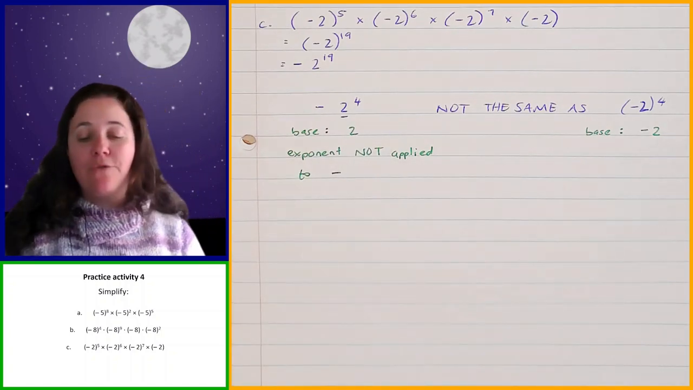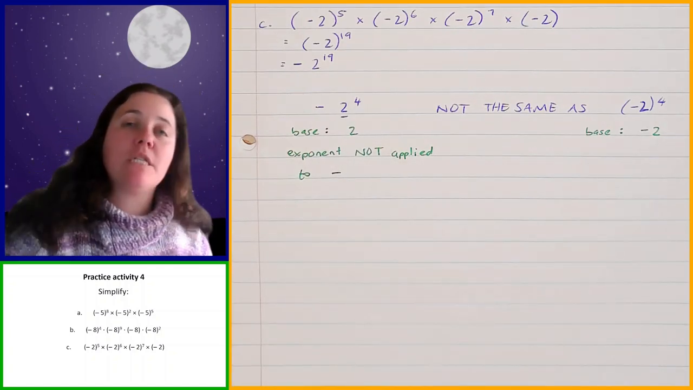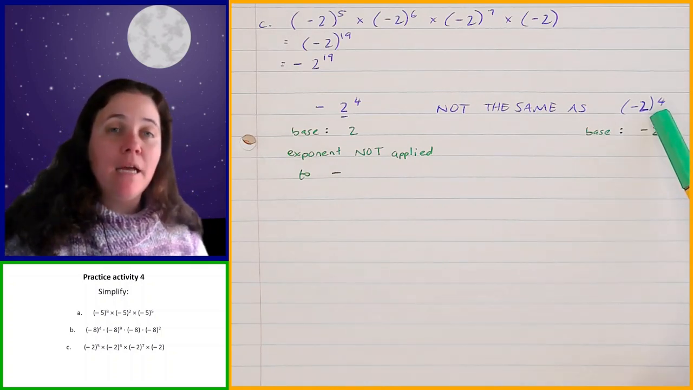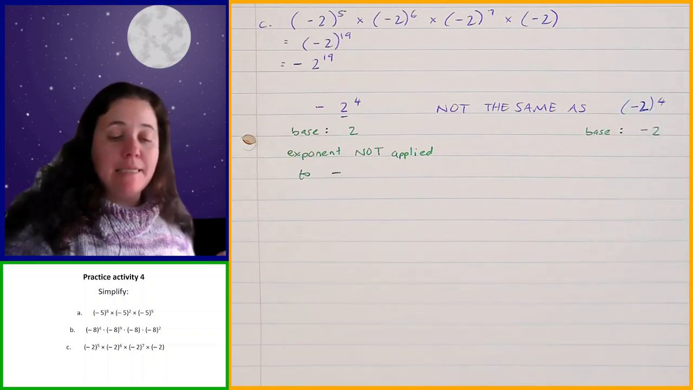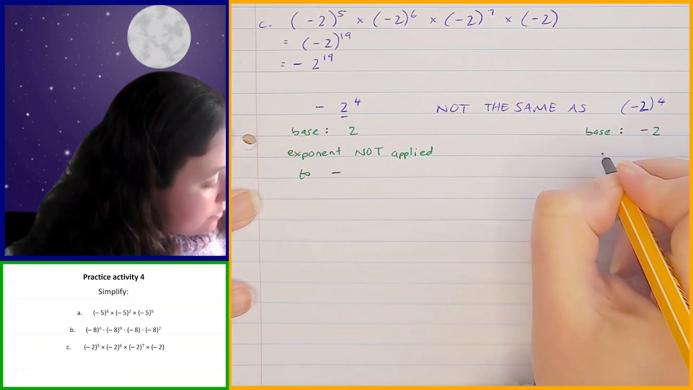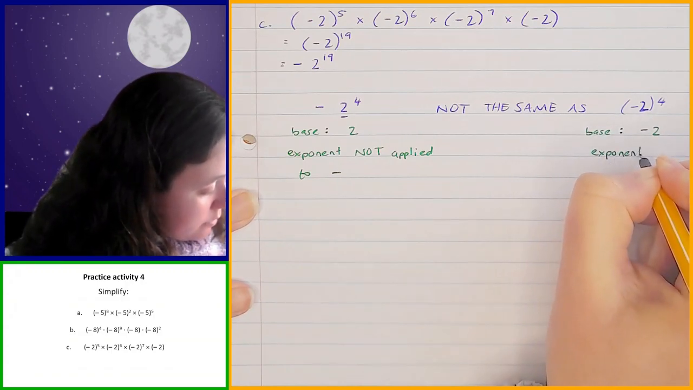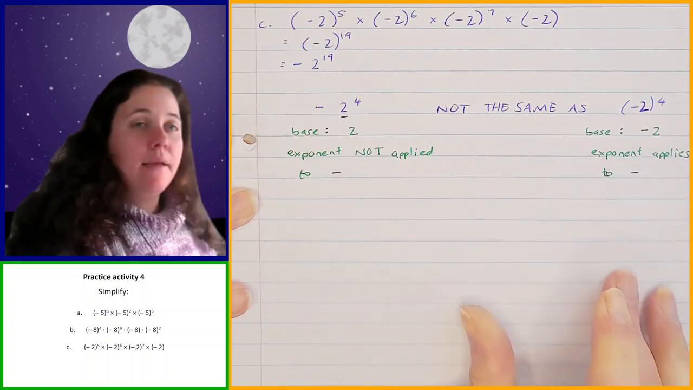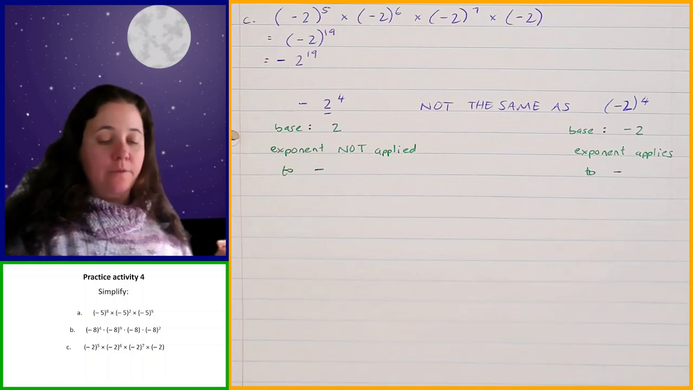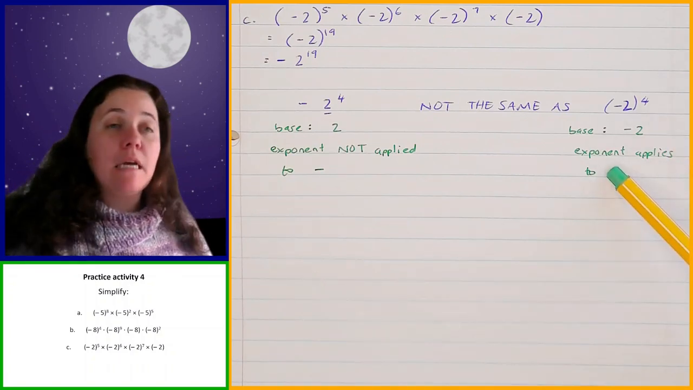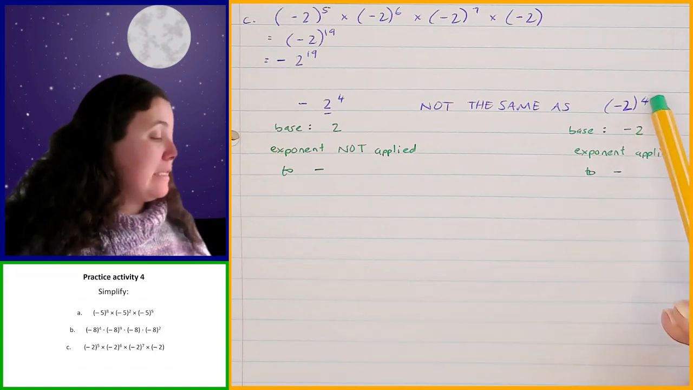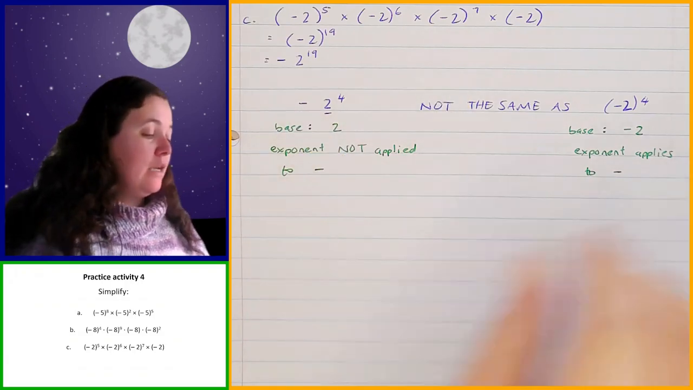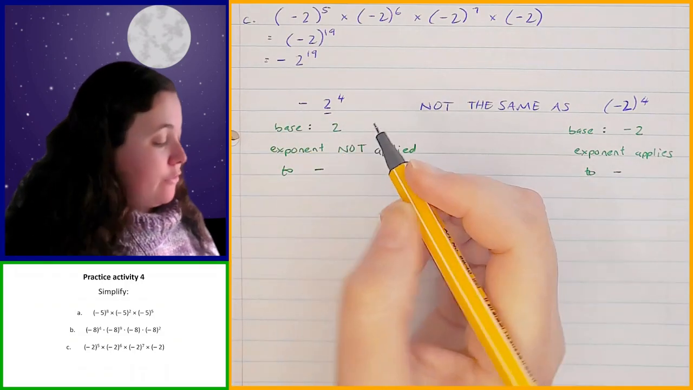Okay, now what that means for us is that it's not going to change to positive if the exponent is even. It will change to positive if the exponent is even over here, because the exponent applies to the negative. And because the exponent applies to the negative, the sign of my final result is going to be dependent on whether that is even or odd. But in this case, it's going to be negative no matter what. So in this case over here, it stays negative no matter what the exponent is.